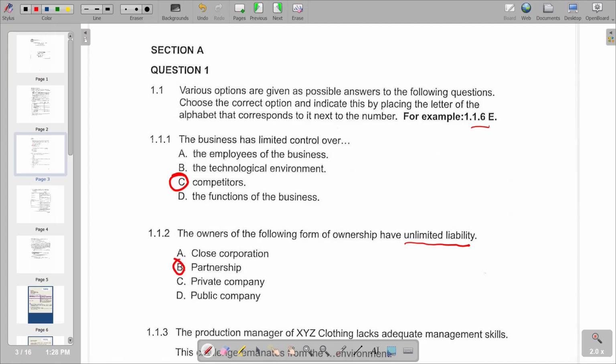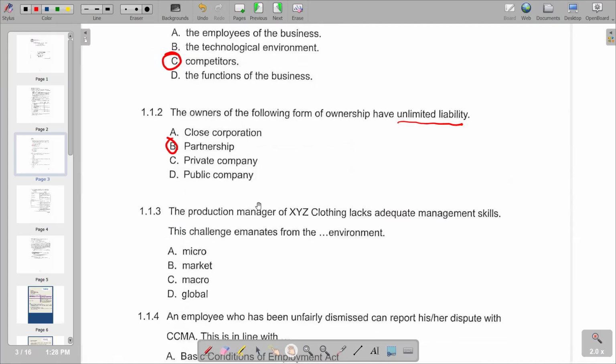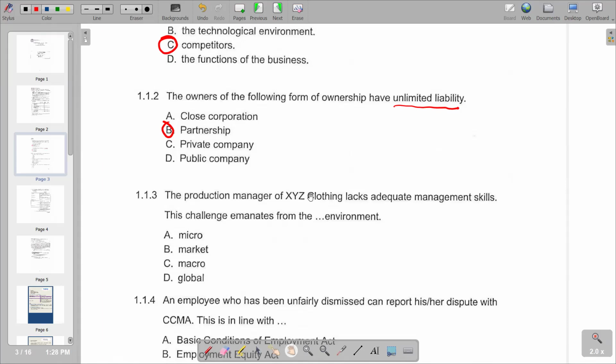So if you go to 1.1.3, the production manager of XYZ clothing lacks adequate management skills. This challenge emanates from the test environment. We are going to see that this is within the business, so it's part of the micro environment. So we have our correct response as A.